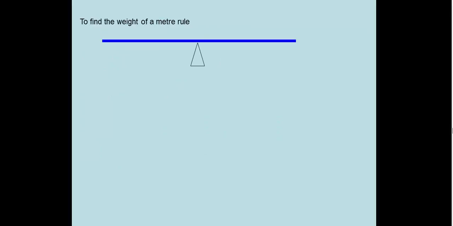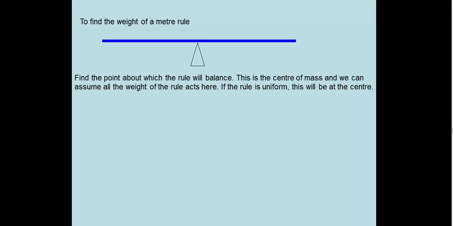We can use the principle of moments to find the weight of a meter rule. Find the point about which the rule will balance. This is called the centre of mass, and is the point about which we can assume all the weight of the ruler acts. If the rule is uniform, this will be at the centre.